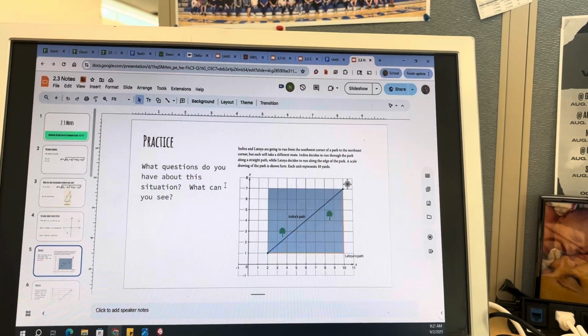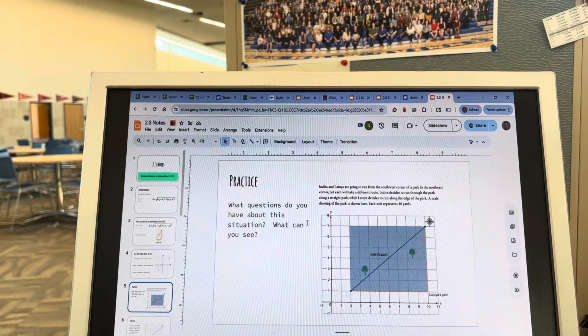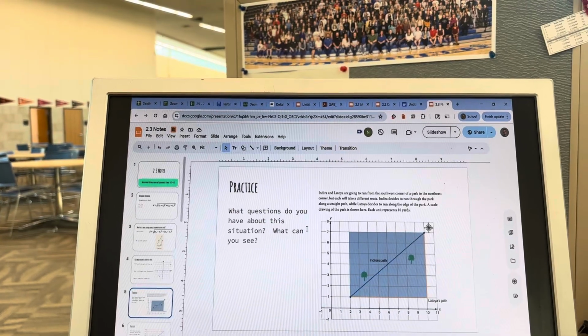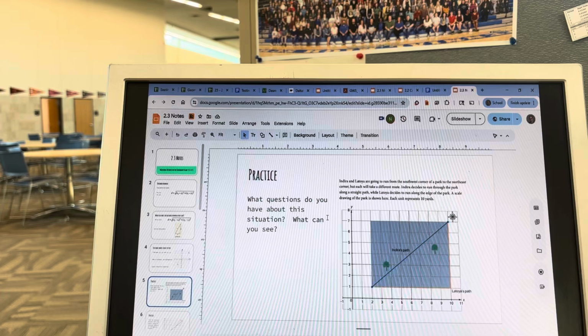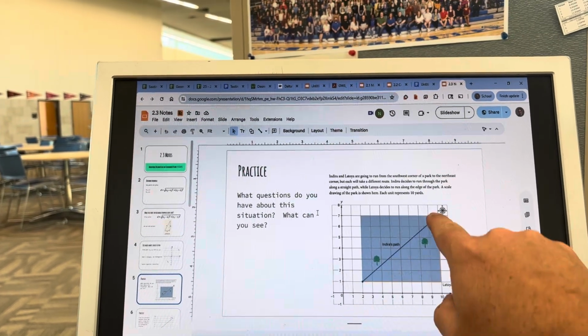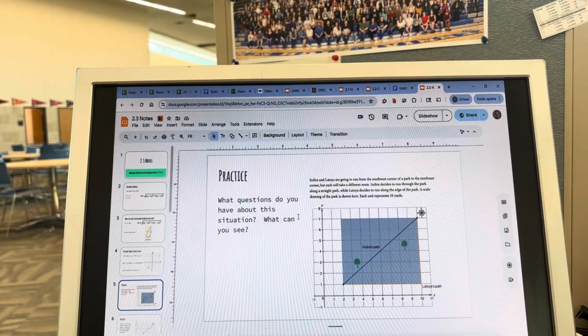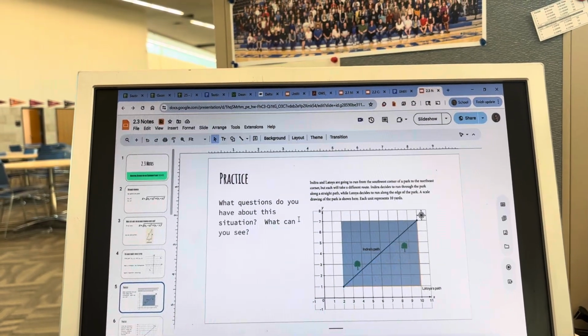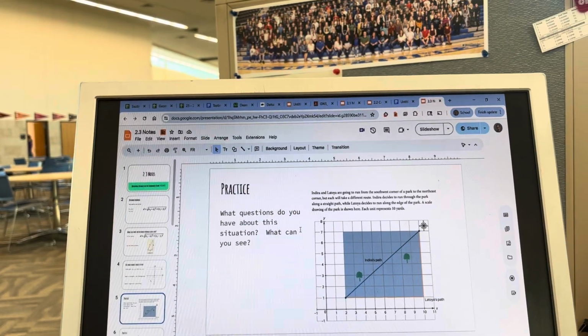Okay. If we look at this, it says Indira and Latoya are going to run from the southwest corner of the park to the northeast corner. Each will take a different route. Indira decides to run through the park on a straight path. Latoya decides to run along the edge of the park. A scale drawing of the park is shown here. Each unit represents 10 yards. So what's going on? Well, Indira is going in a straight line, so hers is going to be quicker.